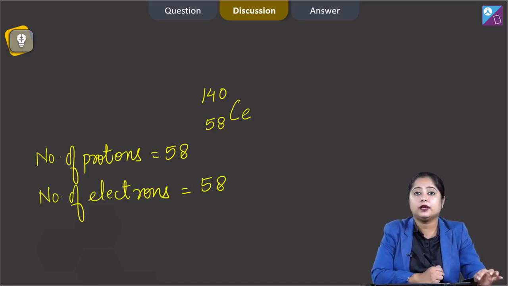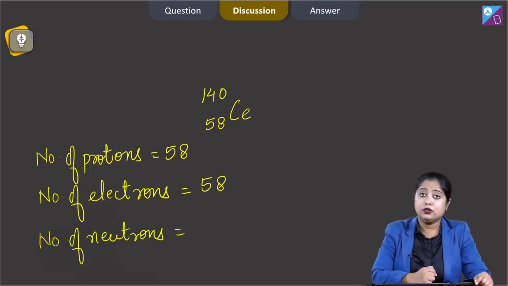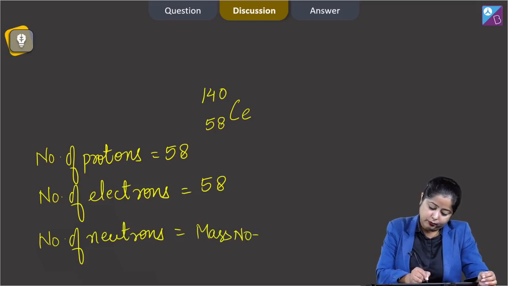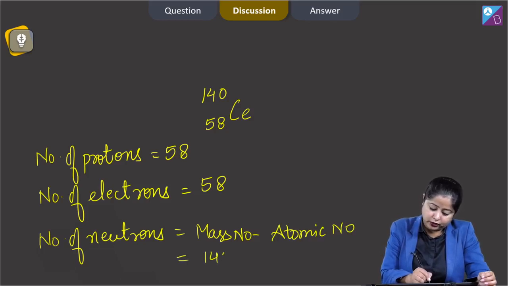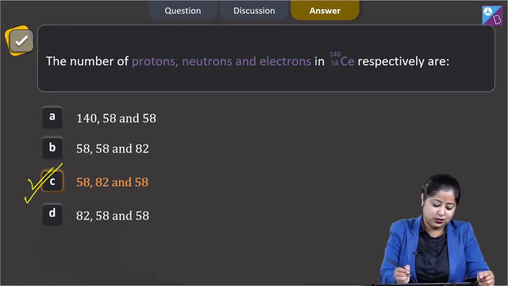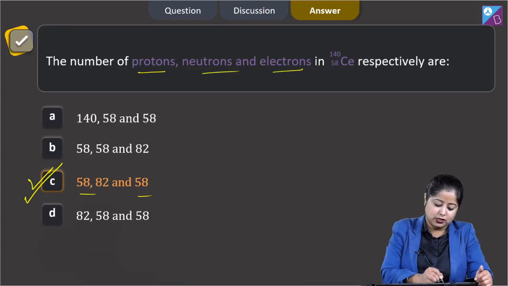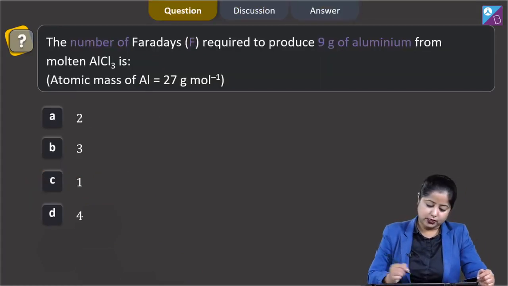And now we have to calculate number of neutrons. So number of neutrons is equal to mass number minus atomic number. Since mass number is 140 and atomic number is 58, number of neutrons is equal to 82. That means the correct answer is option number C. Protons and electrons are same, that is 58, and neutrons is equal to 82. Moving to the next question.